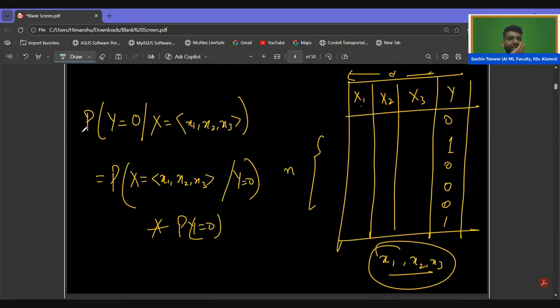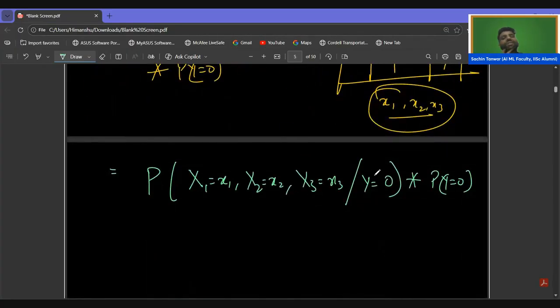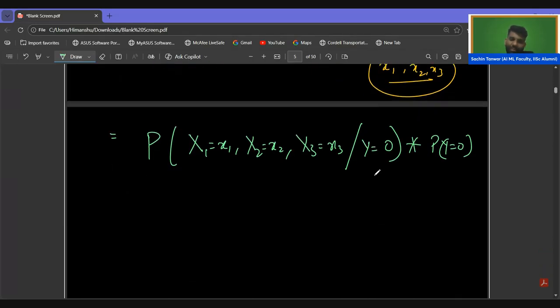Okay, this vector means that overall the feature values are x1, x2, x3. Now this is a little problematic. Why it's a problematic situation is that finding the joint distribution itself is a problem. It's really difficult to calculate the joint distribution, and you understand that.